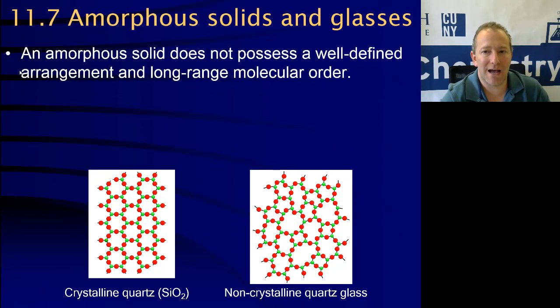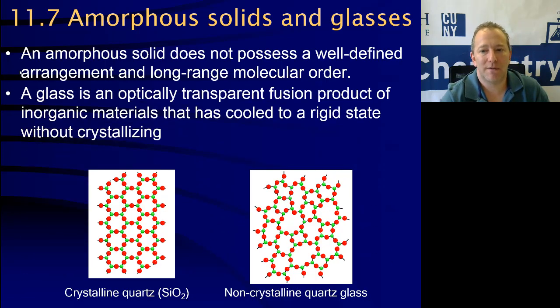11.7 is a single slide on amorphous solids, which lack a regular arrangement. Glasses are an example of this. They're cooled to a solid state without crystallizing. So here you have your regular arrangement of a sand crystal on the left, but then non-crystalline glass is definitely a less regular arrangement of the SiO2 extended network. Okay, it's not a regular arrangement, and that's why it's optically transparent.